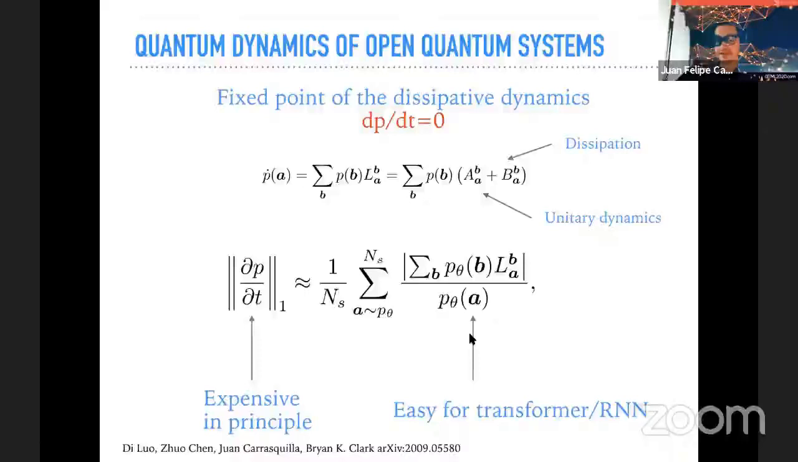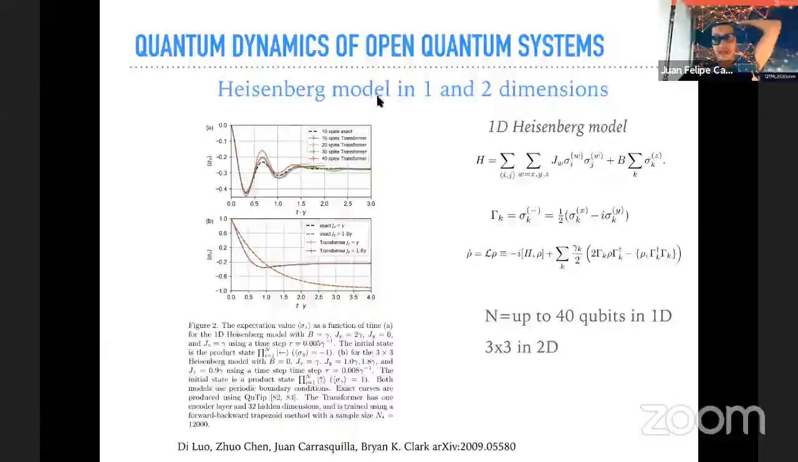We took a look at the Heisenberg model in 1 and 2D. We did quenches in the presence of dissipation, and we track the evolution of expectation value of simple operators and compare with the exact numbers when available. And then we went up to quenches with up to 40 spins. As a function of time, we went up to time equals 3. This is in 1D for up to 40 spins, and this is in 2D with a 3x3 system. And we see good agreement with the exact numerics when available.